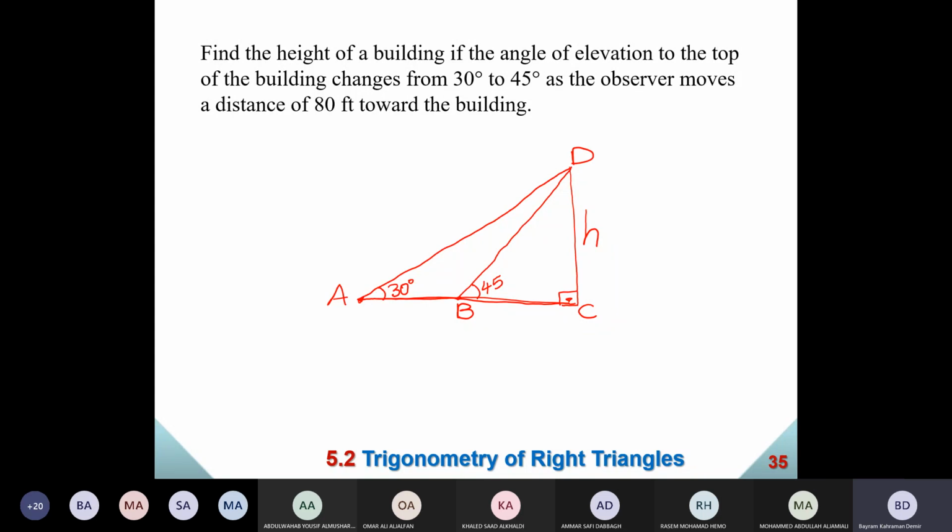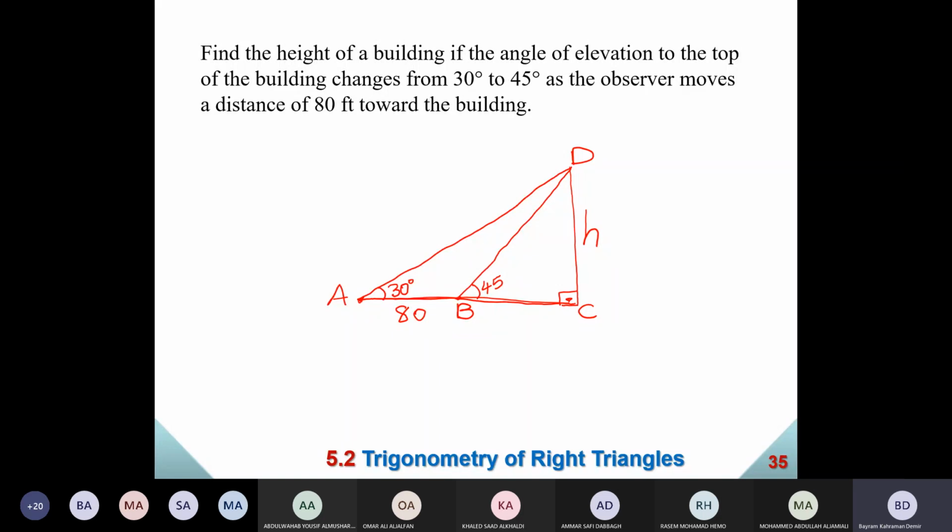So they give you AB is 80 feet or 80 meters. So the angle of elevation to the top of the building changes from 30 to 45 as the observer moves a distance of 80 feet towards the building. You are moving from point A to point B, which is 80 feet. And when you measure the angle of elevation again, it gives you 45 degrees.